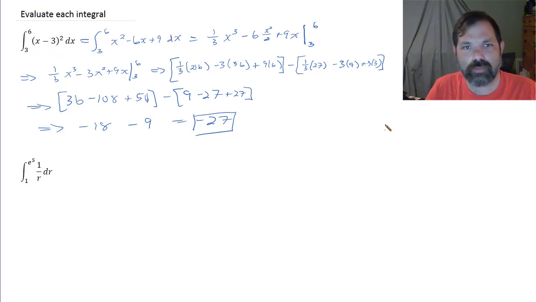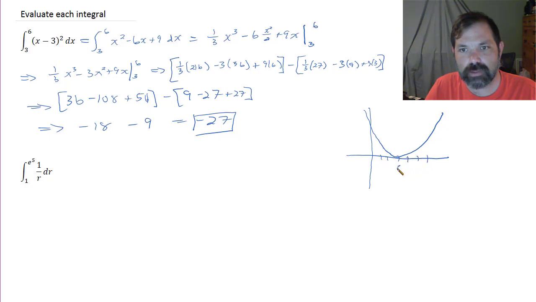So if we think of the sketch of (x minus 3) squared, that's a parabola shifted 3 units to the right and opening up. And so it looks something like this. And so the integral from 3 to 6, here's 3 and here's 6, is this area that I just shaded. And that's above the x-axis. It can't be negative. I must have done something wrong. What did I do wrong?